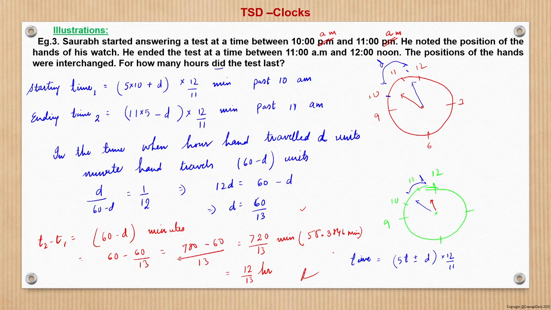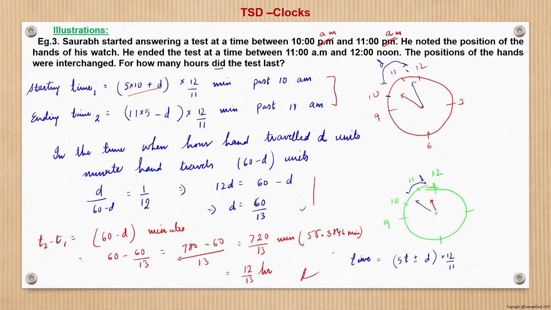If they are between 10 and 11, that is given by 5 into 10 plus d, into 12 by 11. Similarly, between 11 and 12, at what time will the distance between the two hands be d units? That is nothing but 55 minus d, into 12 by 11 minutes past 11 a.m. So with these two along with the value of d, we can get the difference of the time, and that is what is being asked in the question, right?